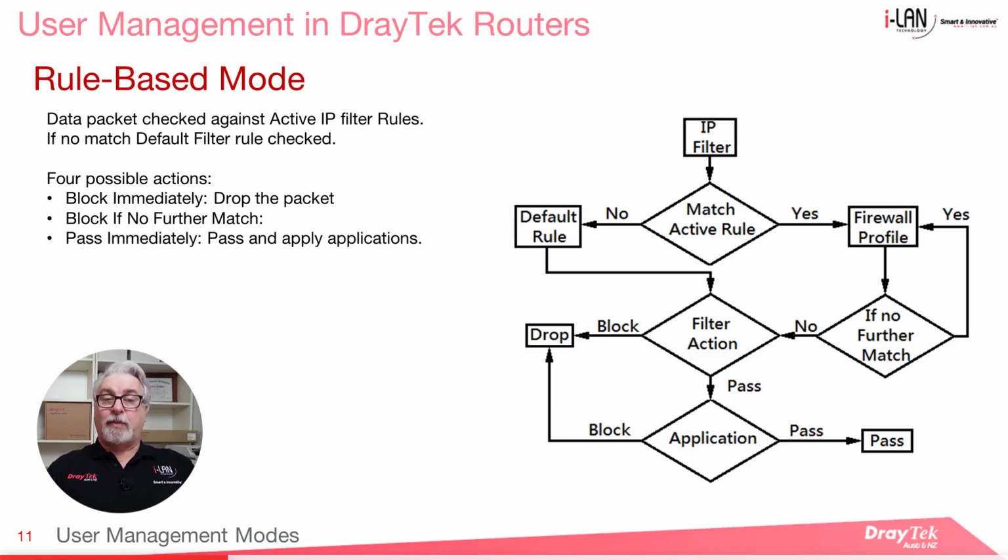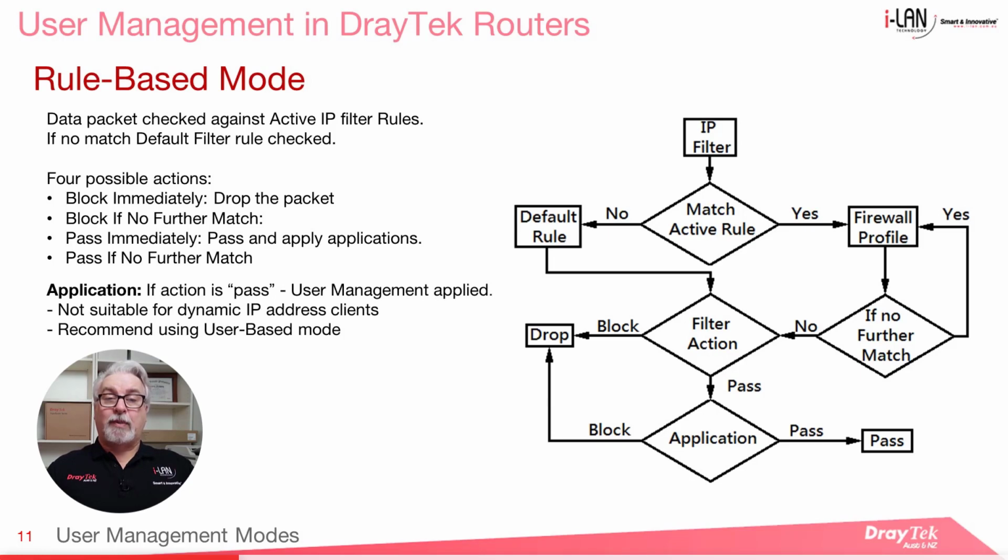Pass immediately means pass and apply applications. Pass if no further match means it checks the rest of the active rules in order until a match is found. If there's no other active rule matched, pass and apply the filter action. For application, if the filter action is pass, user management can be applied.